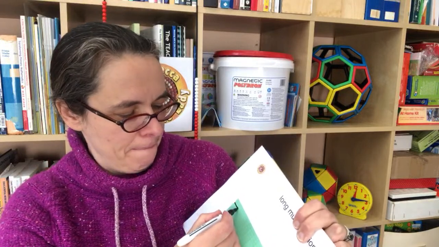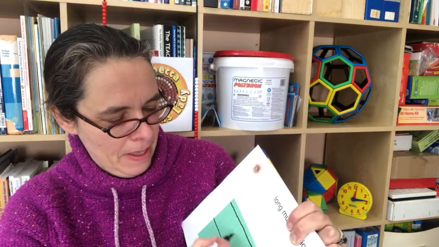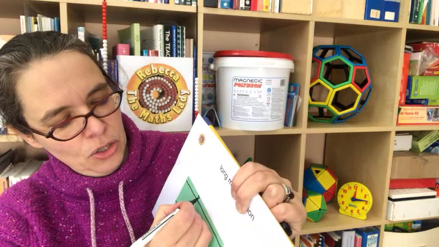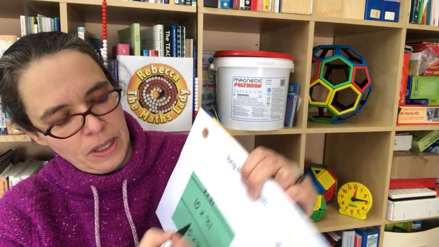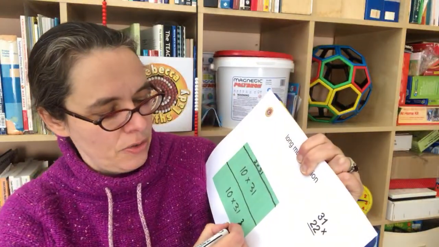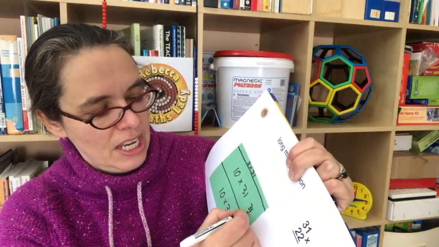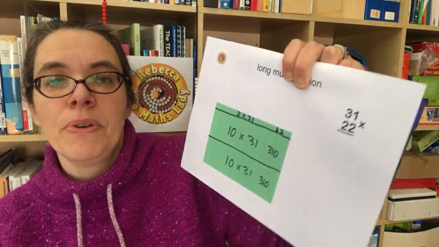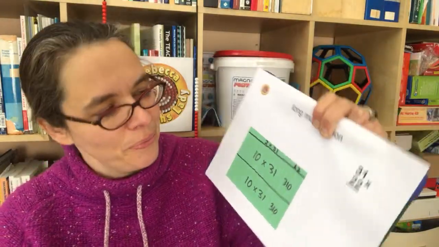Another 10 rows, 3, 6, 10. That's 10 times 31, like that. And that's 2 times 31. And they can work all of those out and add them together. So that's 310, 310 and 62. And if they add those all up, they will get the answer they're looking for.